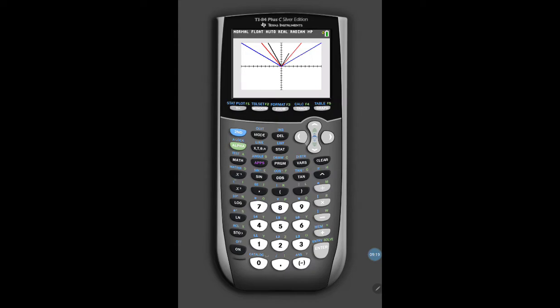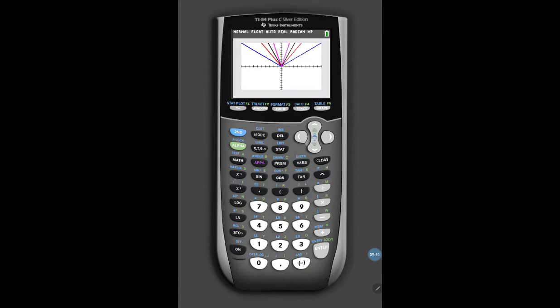And again, these are all different colors. I think I see a pattern. Let's do one more. Let's do like 5 absolute value of x. And let's see how this pink one or whatever is different than the others.